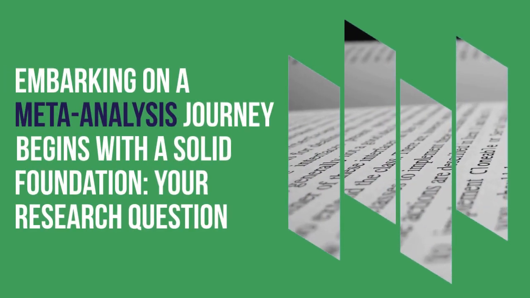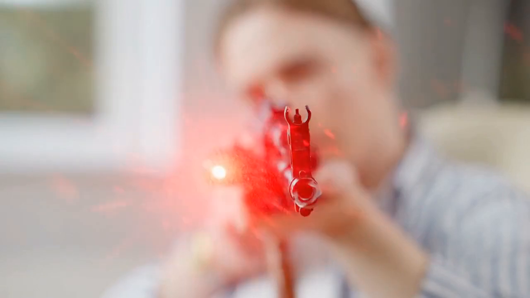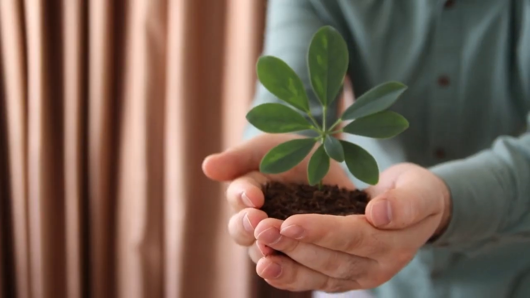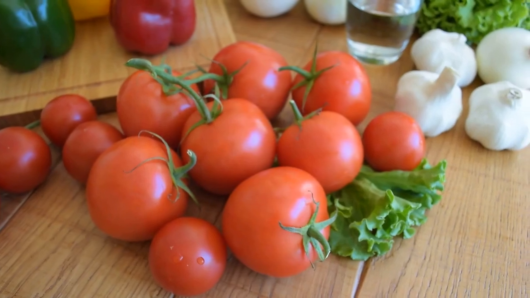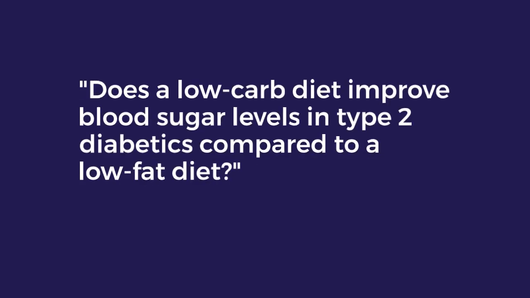Embarking on a meta-analysis journey begins with a solid foundation, your research question. It should be like a laser beam, focused and precise. Think about the population you're studying, the intervention you're examining, the comparison group, and the outcomes you're measuring. This is your PICO framework. Does a low-carb diet improve blood sugar levels in type 2 diabetics compared to a low-fat diet? That's an example of a research question that's ready for a meta-analysis.